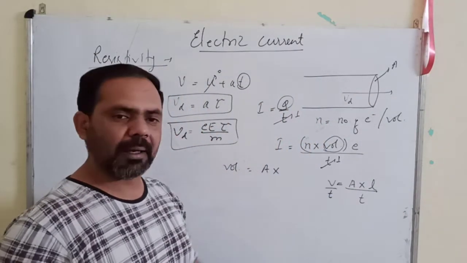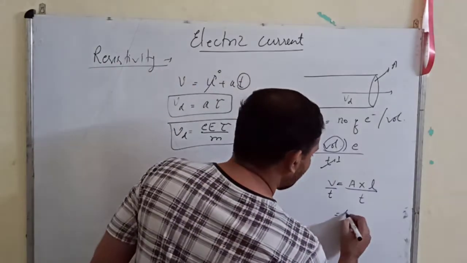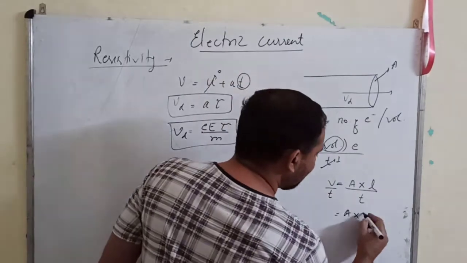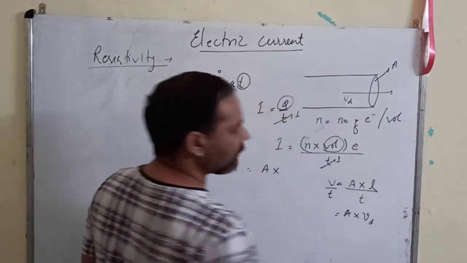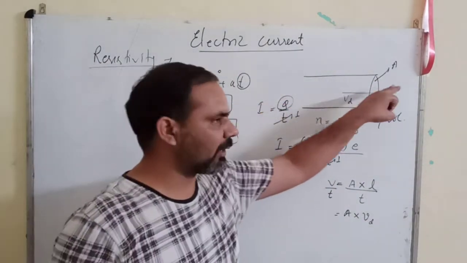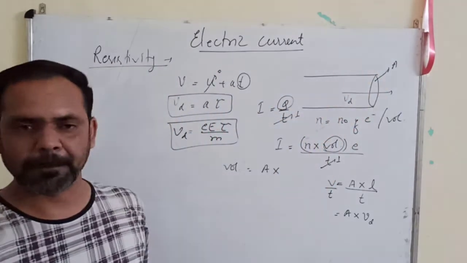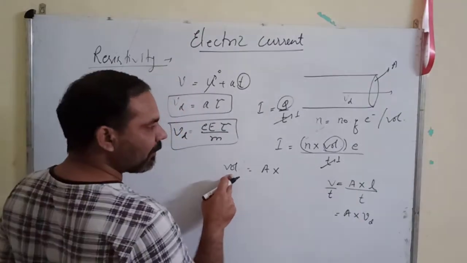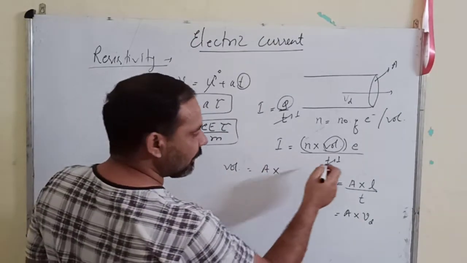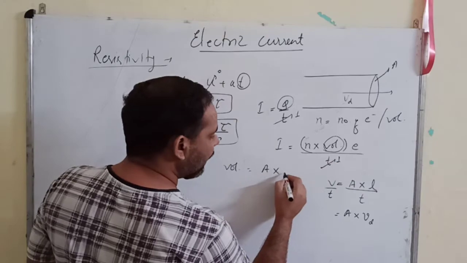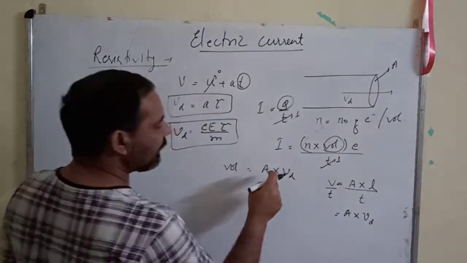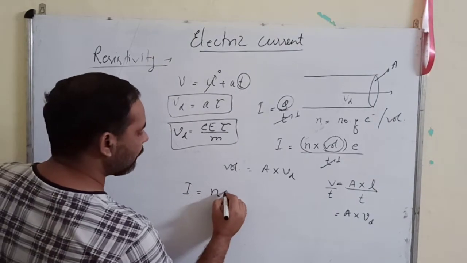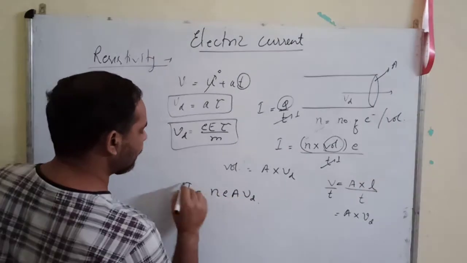And V upon T is A into L upon T. Now L upon T is length upon time, distance upon time, which will be velocity. And which velocity? Drift velocity, because with the help of drift velocity the electrons are drifting towards that direction. So this is the volume of charges flowing through the conductor per unit time, A into Vd. Therefore I is equal to NEA Vd.